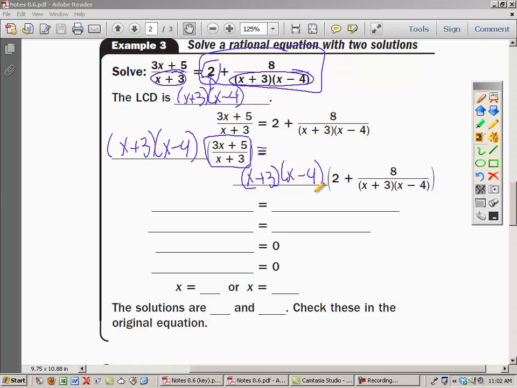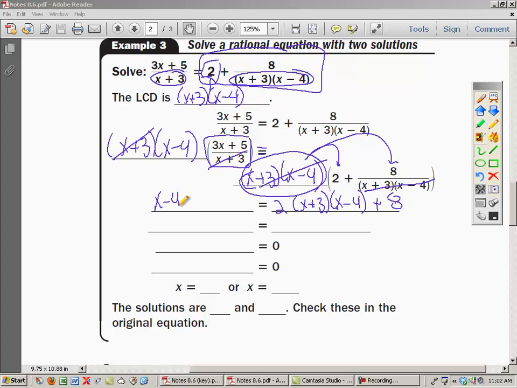Now, I'm going to distribute both of these to each term, which seems a little messy, but it's really not too bad. This ends up being 2 times x plus 3 times x minus 4 plus, and now when I do x plus 3 times x minus 4, that's my denominator, so it cancels out, and I'm left with plus 8. On the other side, this x plus 3 is going to cancel with this x plus 3, and I'm left with x minus 4 times 3x plus 5.